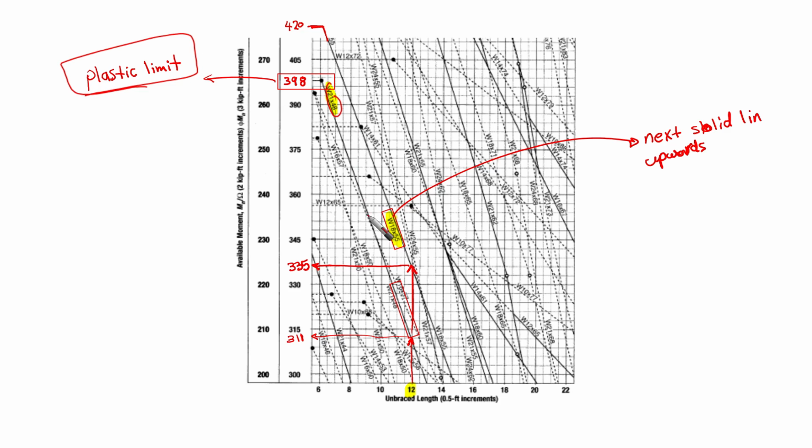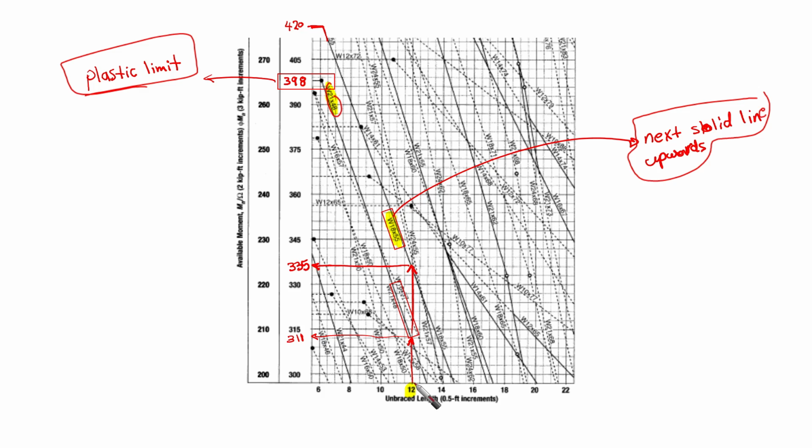We cannot use this one, because our capacity is going to exceed even 398. So this means we need to go to the next solid line. This was the previous solid line. Now going up, we found a dashed line, which means there is a lighter shape above. We go above and we find this shape, which is W18 by 55. This is what we call the next solid line upwards.